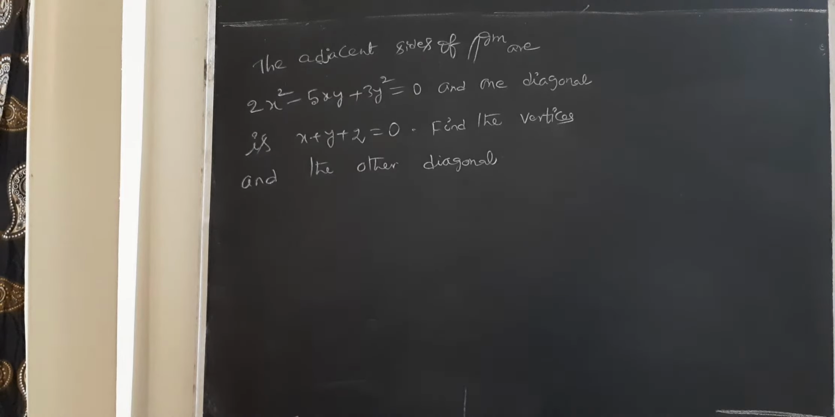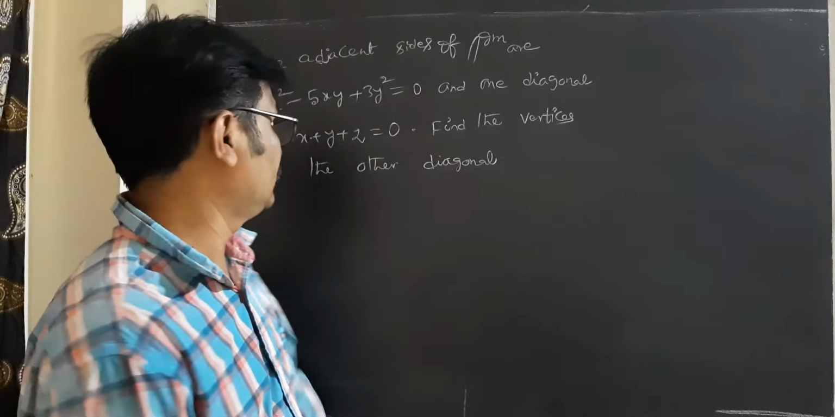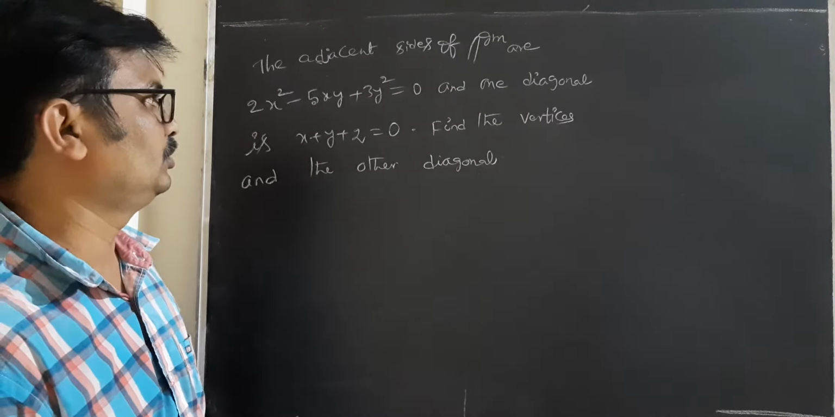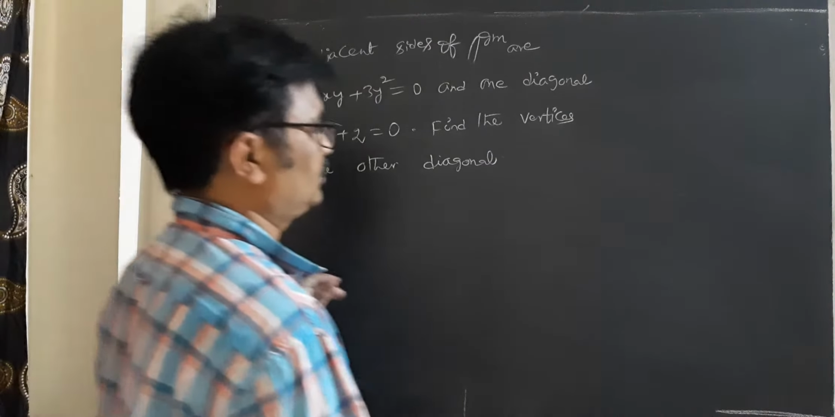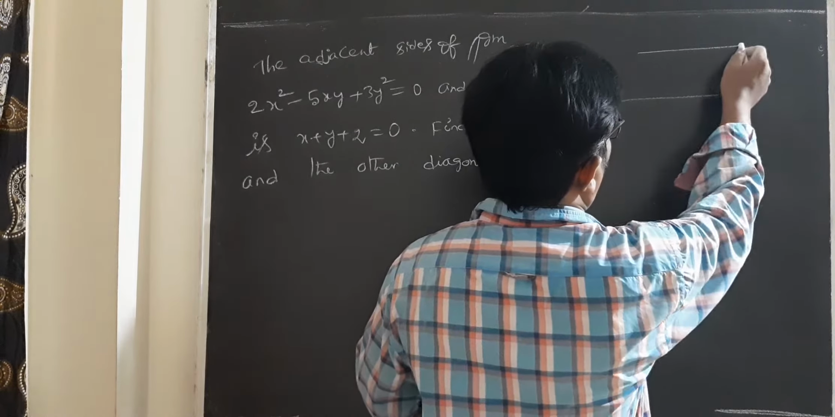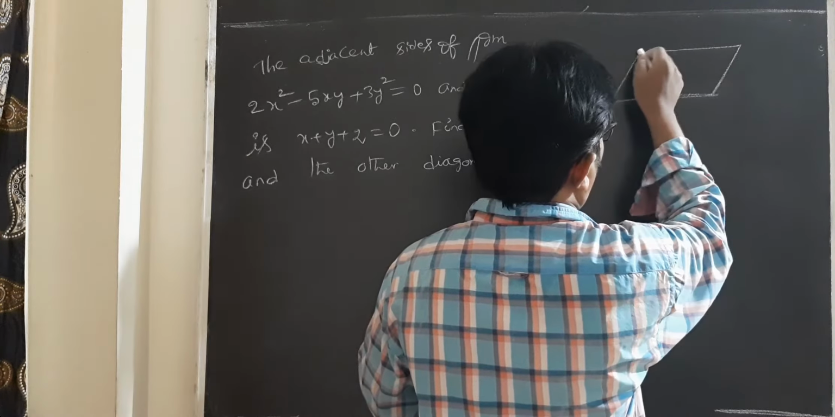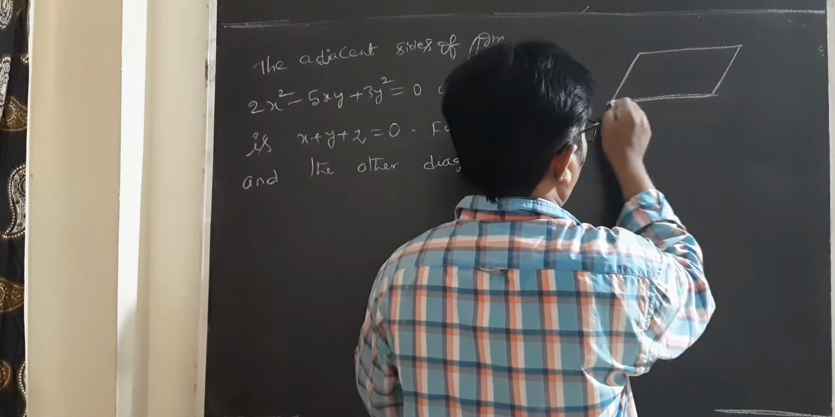So dear students, the adjacent sides of the parallelogram are given by 2x² − 5xy + 3y² = 0, and one of the diagonals is this one, and find the vertices. My dear students, this is the diagram of the parallelogram. Now students, these are the adjacent sides.